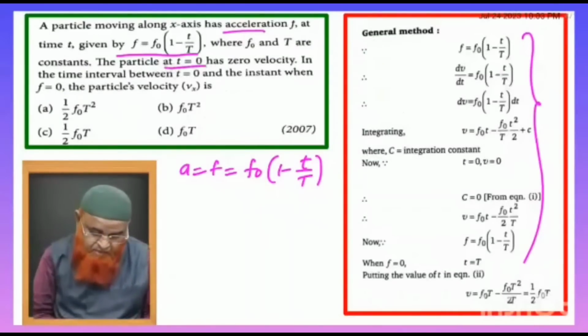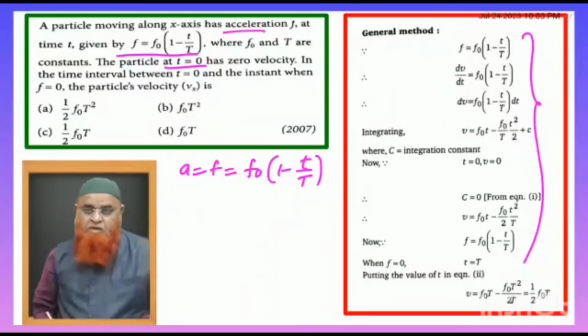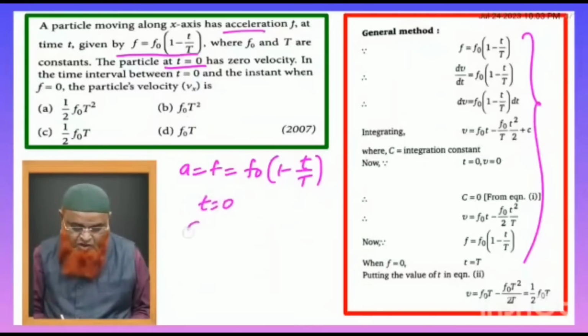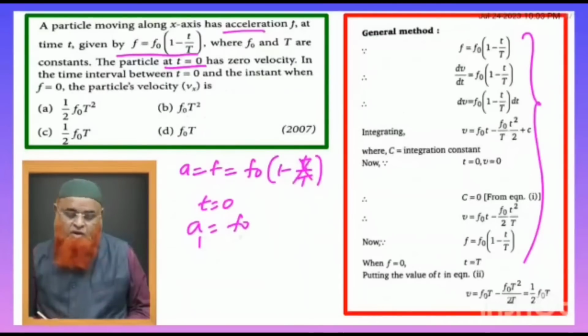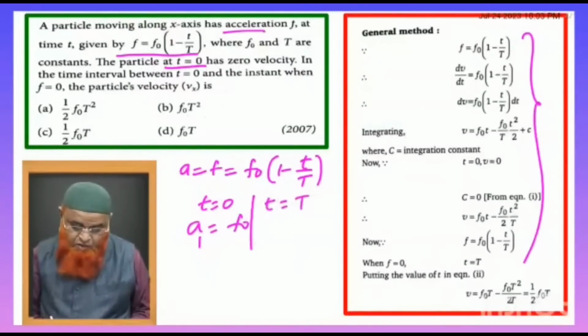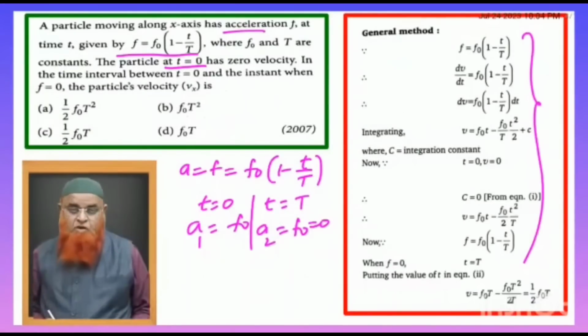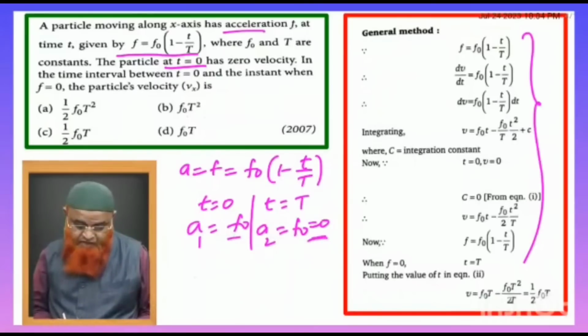Let us consider t equal to 0, and see what happens if small t equals capital T. Initially, if small t is equal to 0, acceleration a1 becomes f0, because this part goes away. So a1 is equal to f0. Next, if small t is equal to capital T, the acceleration becomes 0. So the acceleration will lie between f0 and 0.